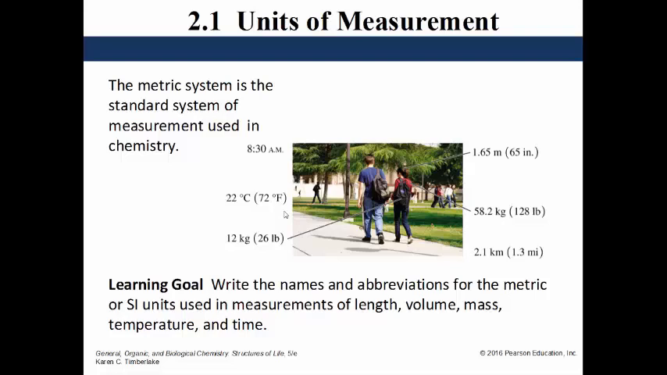All right, so for the learning goal of this chapter, be able to write the names and abbreviations for the various metric or international system units of measurement for length, volume, mass, temperature, and time. So in this picture, you have two students walking, most likely to class. The temperature is 22 degrees Celsius, which would be equivalent to 72 degrees Fahrenheit. The backpack here, 12 kilograms or 26 pounds. This person's height, 1.65 meters or 65 inches. This person's weight, 58.2 kilograms or 128 pounds. And they are walking 2.1 kilometers or 1.3 miles. So all these are equivalent values to each other. This one's in metric, one's in English.